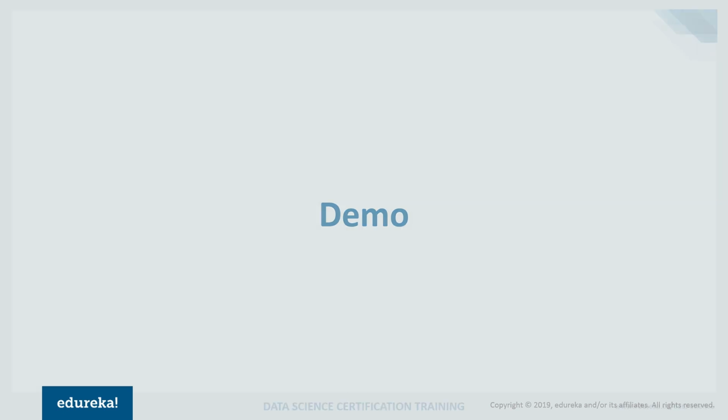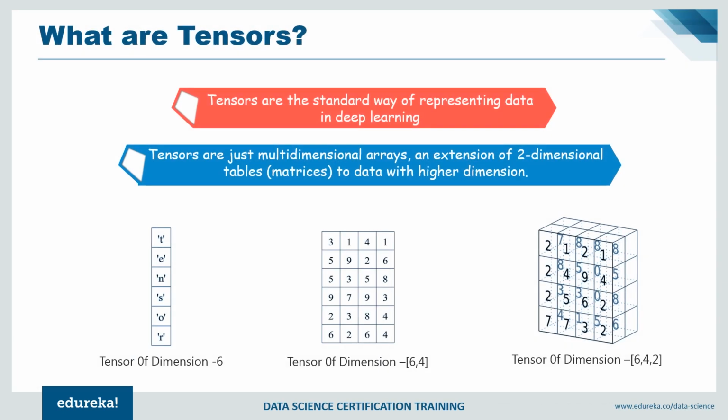So let's understand what exactly TensorFlow is first before going into the demo. Basically, TensorFlow is a deep learning framework by Google, and to understand it in a very easy way, let's understand the two terms of TensorFlow, which are the tensors and the flow. Starting with tensors, tensors are the standard way of representing data in deep learning, and they are just multidimensional arrays. It is an extension of two-dimensional table matrices to data with higher dimension.